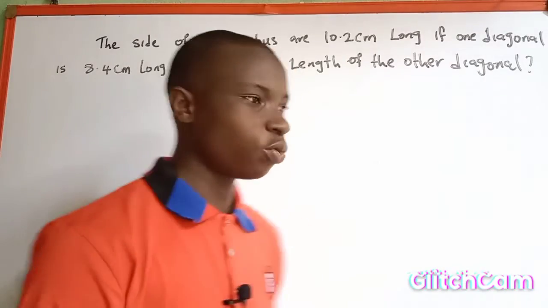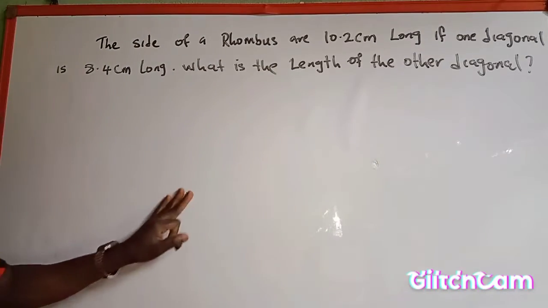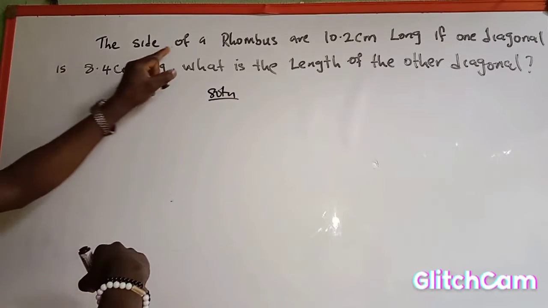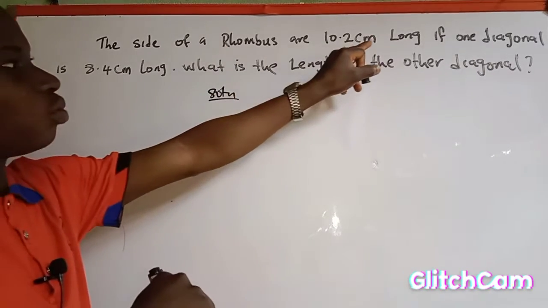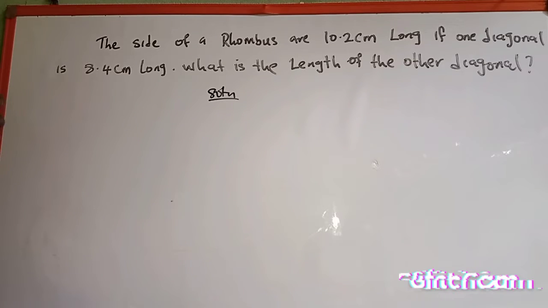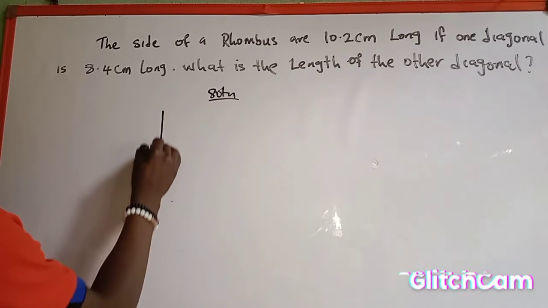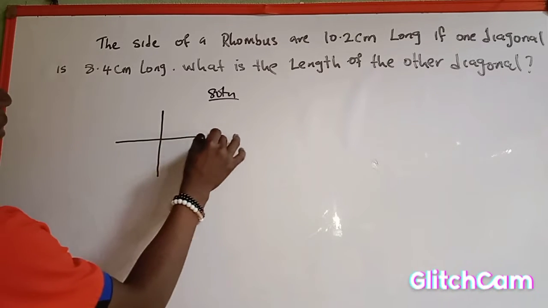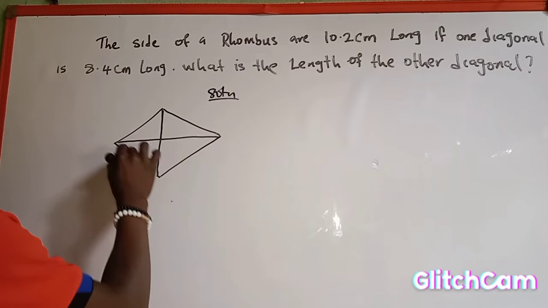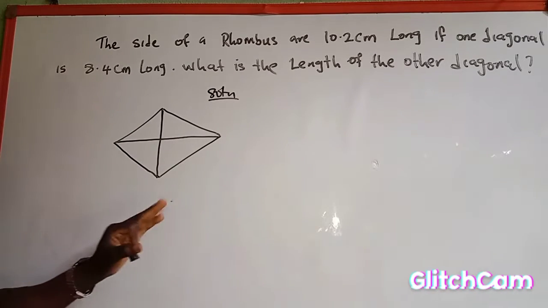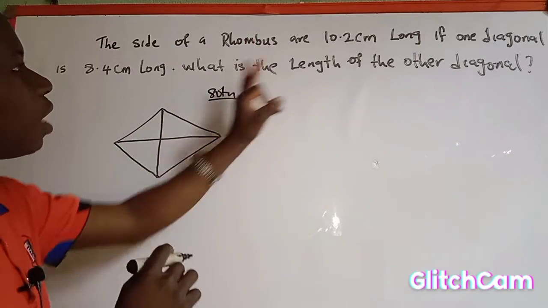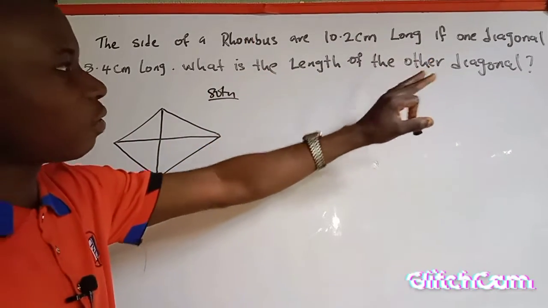So let us go back to the question. We are going to start answering this question by saying solution. They say the sides of a rhombus are 10.2 centimeter long. Before we go further, we are going to draw the shape of a rhombus. And the rhombus shape, we have something like this. So this is what we call a rhombus. And the question says the sides of this rhombus shape are 10.2 centimeter long.